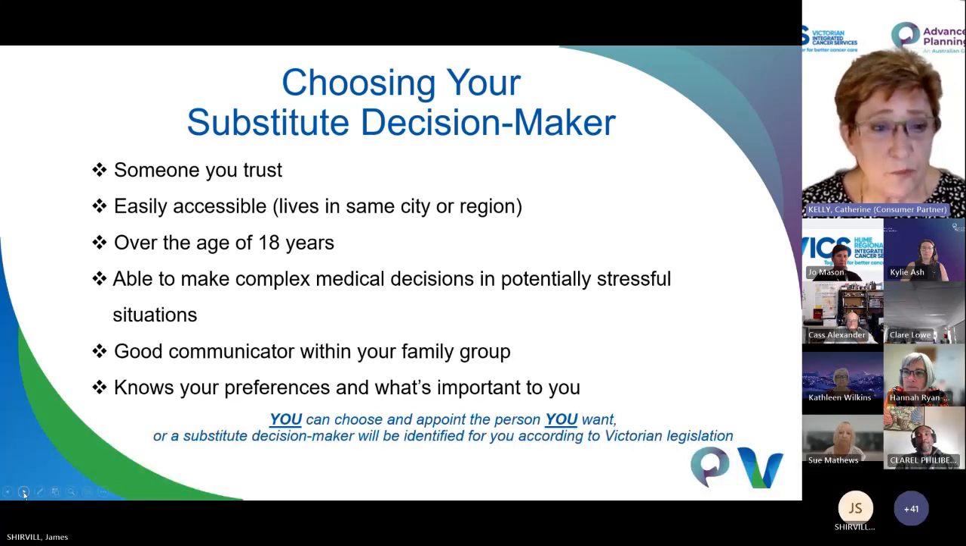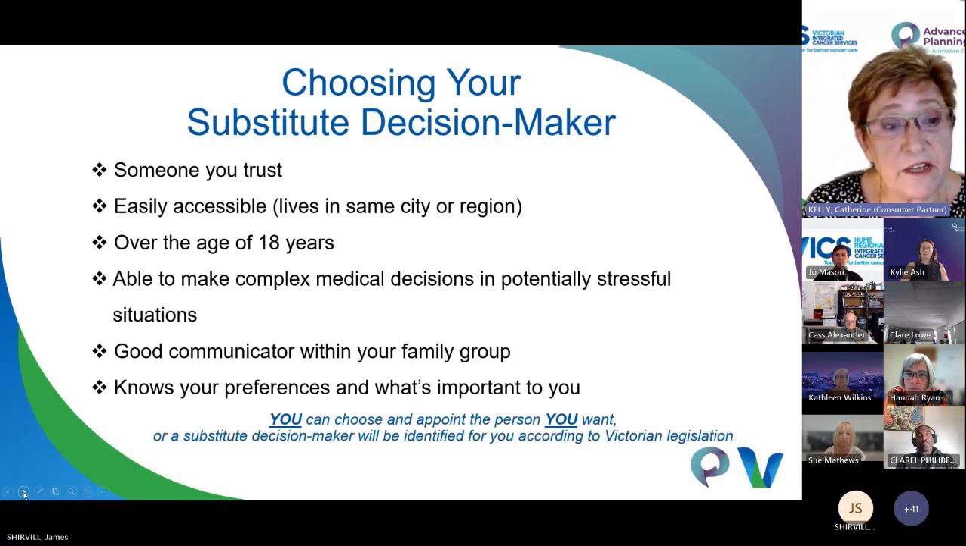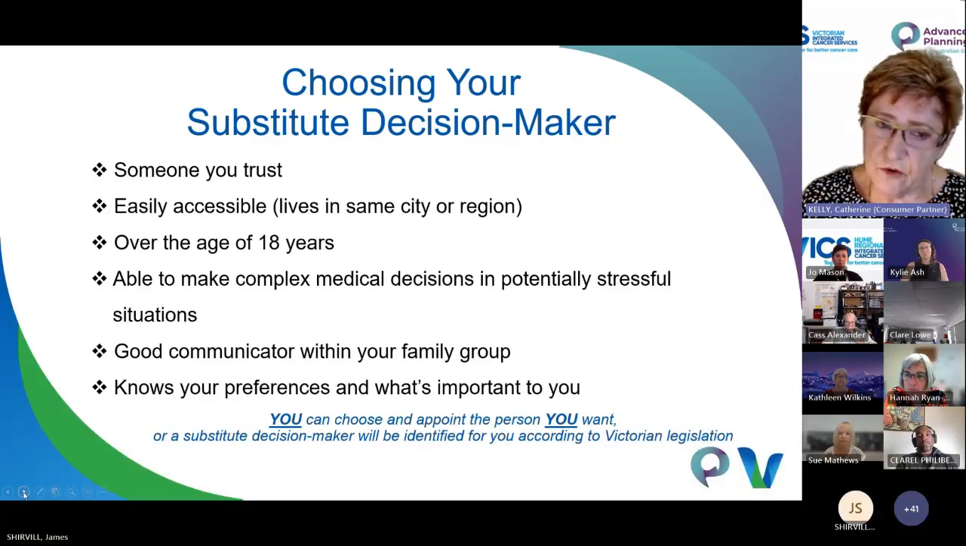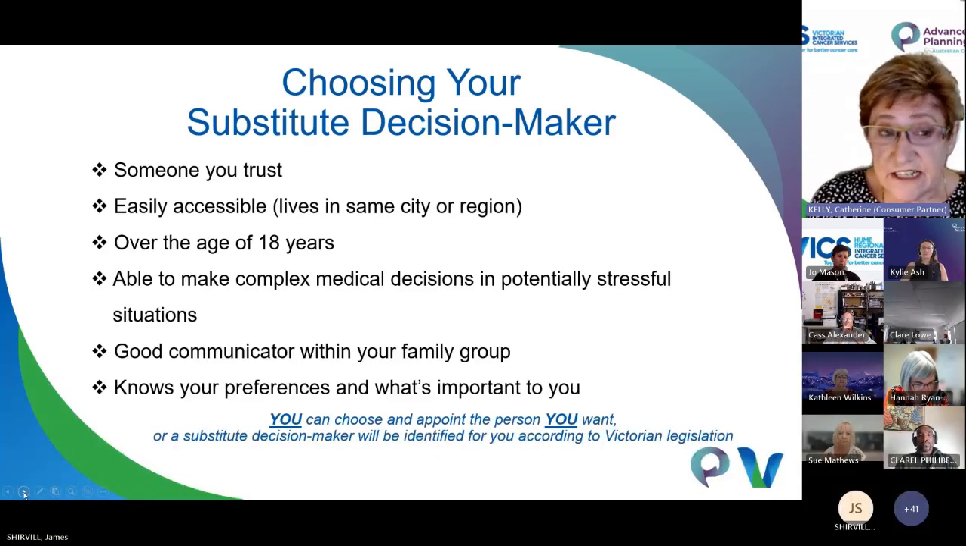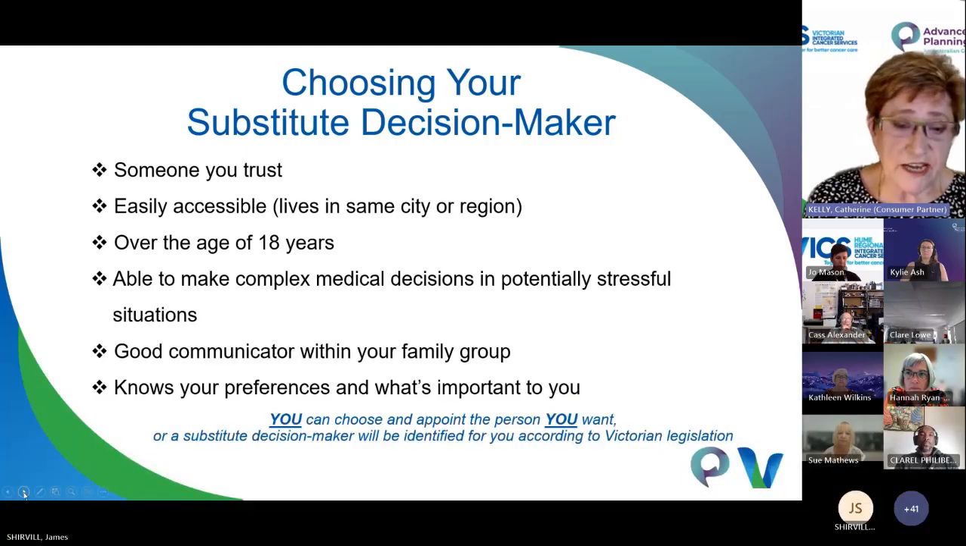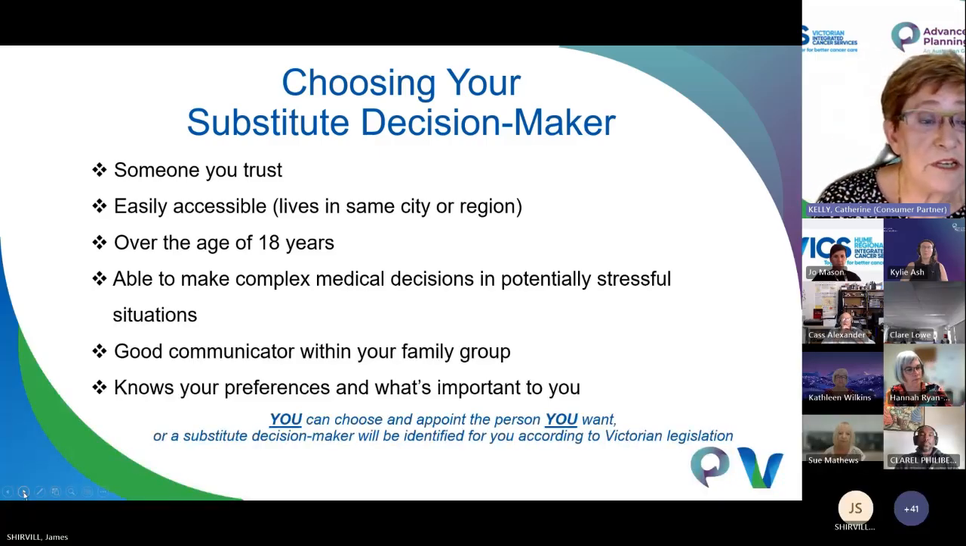Take the time to choose your substitute decision maker carefully, and you can appoint a family member or a friend. You can appoint the person of your own choosing. So they need to be, above everything else, someone that you trust, because you're asking them to advocate for you and to respect your wishes. They need to be easily accessible, easily contactable, over the age of 18, and able to make complex medical decisions in potentially stressful situations, and also to be a good communicator within your family group and between you, your family group and the medical staff as well.